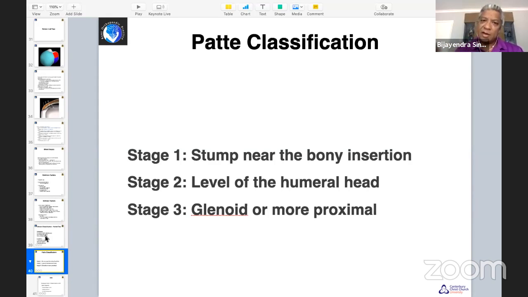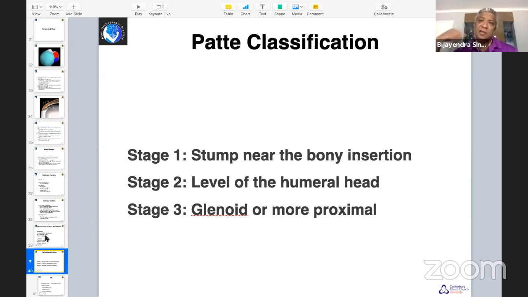So stage 1 is when the stump is near the bone insertion, and this is most commonly seen with a small tear or acute tears as well, and this is a pretty straightforward and easy repair. Stage 2 is where there is some retraction up to the level of the humeral head, often up to the mid-humeral head.